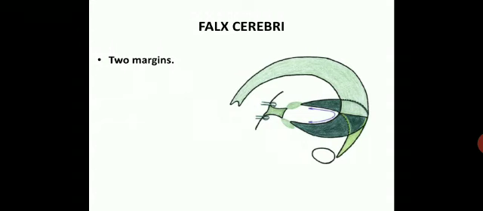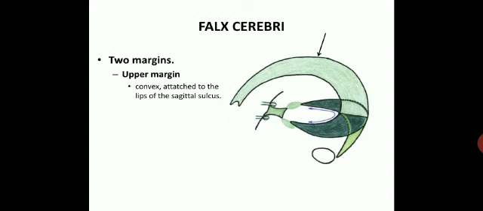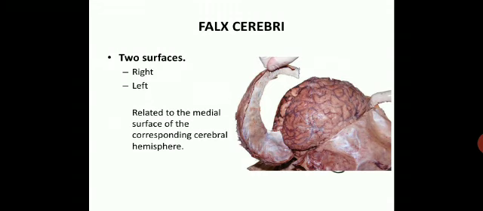It has two margins. The upper margin is convex and attached to the lips of the sagittal sulcus. In the beginning I showed the margins of the sagittal sulcus in the vault, so it is attached to that sagittal sulcus. The lower margin is concave and it is free. It also has two surfaces, right and left, and each is related to the medial surface of the corresponding cerebral hemisphere.